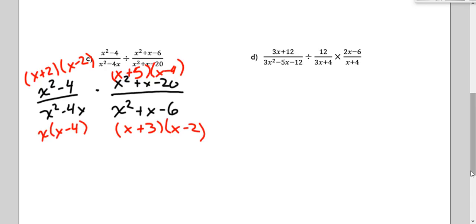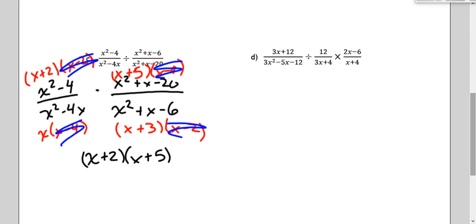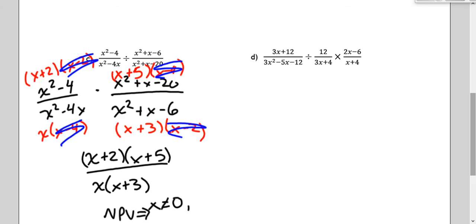So we got a x minus 2 here, here. We have an x minus 4 there. And I think that's it. So that leaves us with x plus 2, x plus 5, all over x multiplied by x plus 3, with NPVs at x cannot equal 0, -3, or 2.